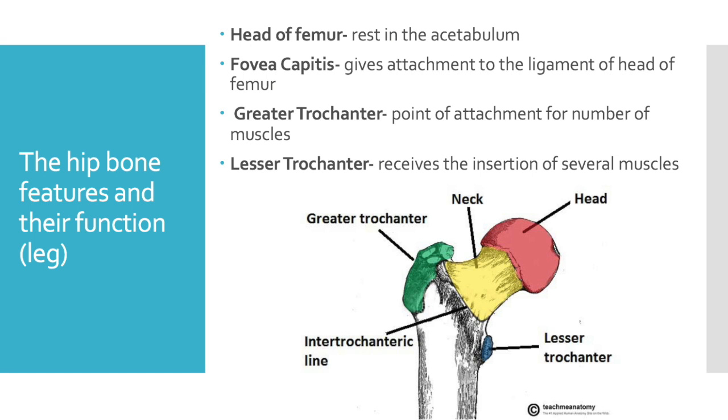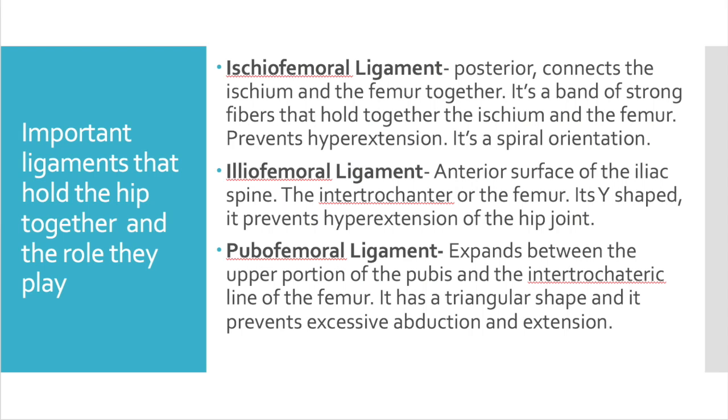Some important ligaments that hold the hip together and the role they play are the ischiofemoral ligament, iliofemoral ligament, and pubofemoral ligament. The ischiofemoral ligament is posterior. It connects the ischium and the femur together. It's a band of strong fibers that hold together the ischium and the femur and prevents hyperextension, and it's a spiral orientation.